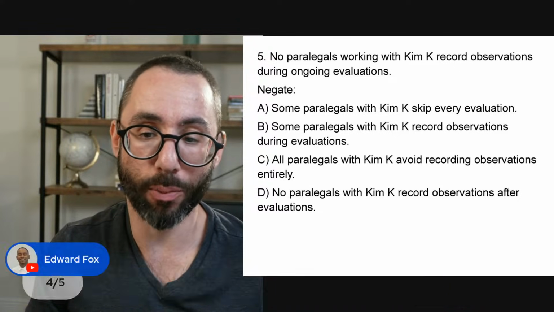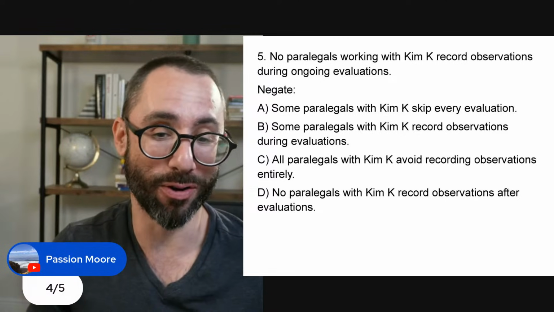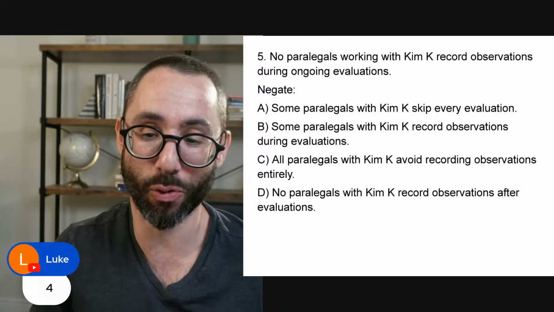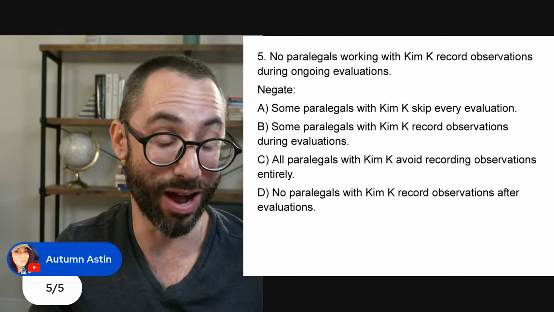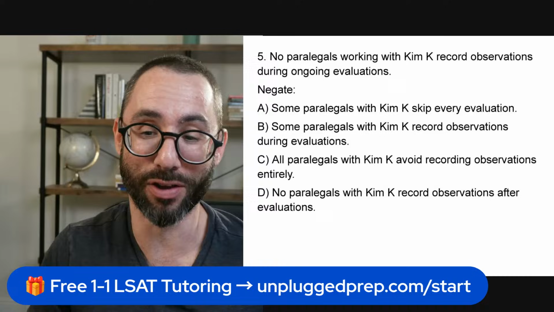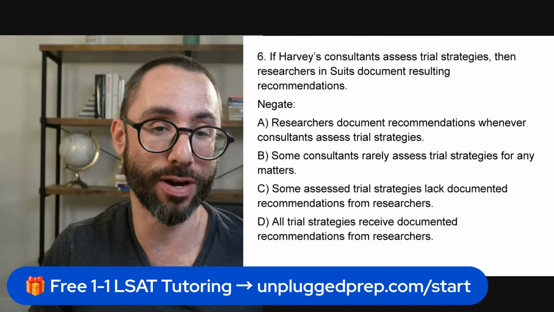Y'all are doing great. Edward got 4 out of 5. Passion got 4 out of 5. Fantastic. Y'all are nailing it. I know the last one was a little bit tricky. Luke got 4 so far. Autumn got 5 for 5. Congrats. You got the tough one as well. Great. Osvaldo's 5 for 5 as well. Awesome. You guys are doing great. Let's keep going on to number 6.